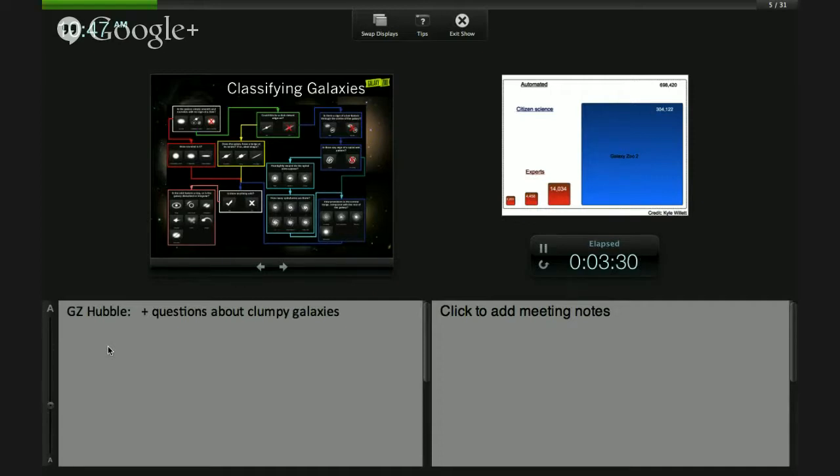Right. So this complicated tree where we had everyone starting here at the top, and then for some galaxies, half of the users come down, think this is smooth and there's no features, and just answer a couple of questions, and half of them go down and answer all of these more complicated questions about what they see in the galaxy.